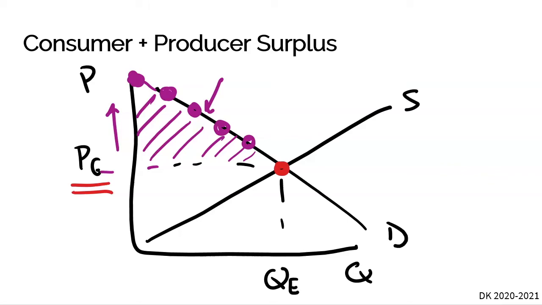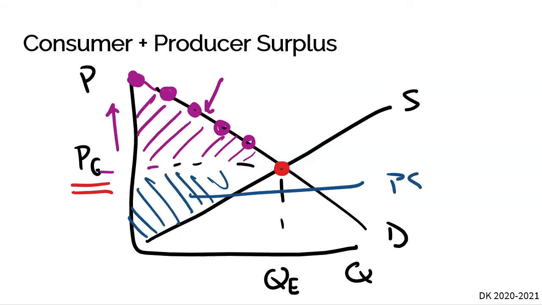Well, producer surplus, remember, is just the price minus the seller's minimum. So it's anything in blue right here. So this right here is producer surplus. This right here is consumer surplus. And so why is the blue producer surplus? Well, remember, it's the price minus the seller's minimum.